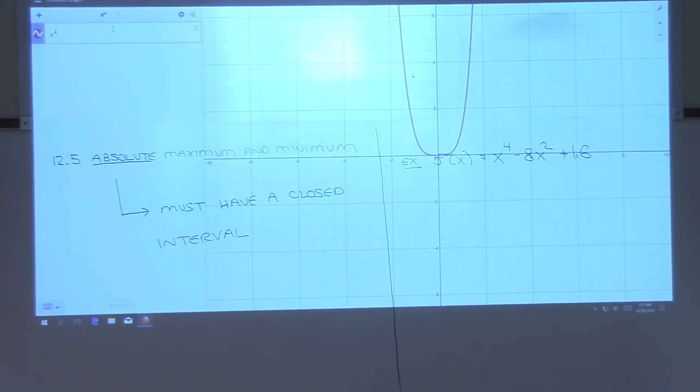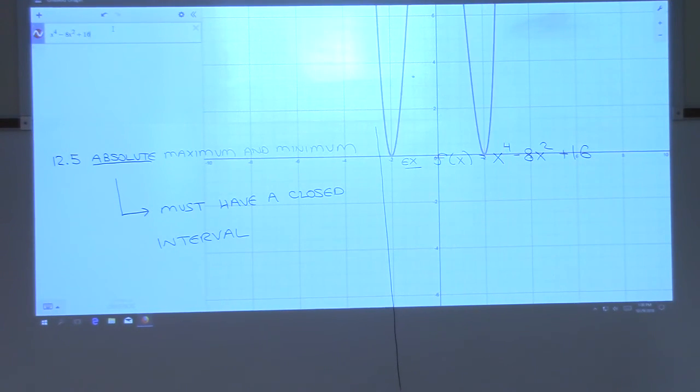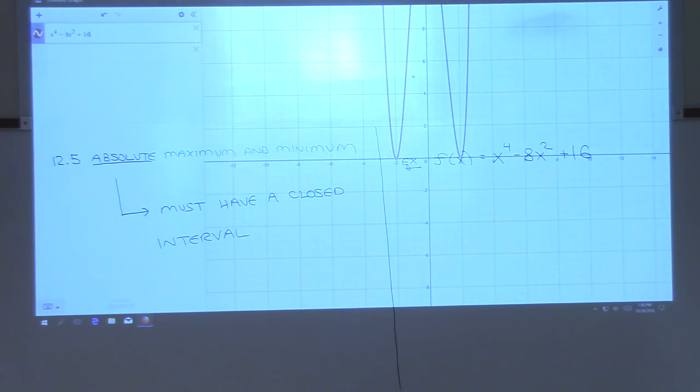All right, so it's x to the fourth. Was it minus 8x squared? Yes. Plus 16. All right, there we go. So there's the graph.